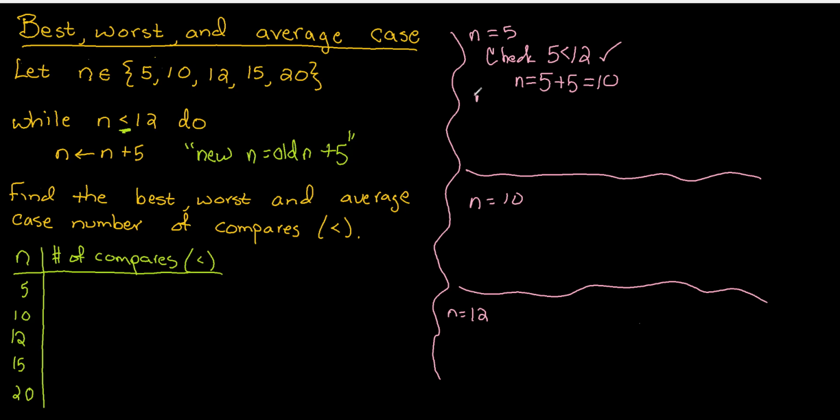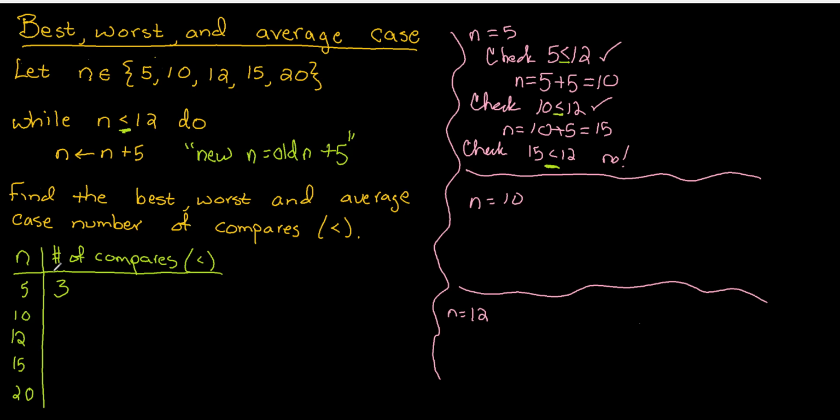Around we go again. We're going to check if 10 is less than 12, and it is. So now we've got n equals 10 plus 5, which is 15. And we're going to test one more time. We're going to check if 15 is less than 12, and the answer there is no, it's not, so we're going to stop. But the point is, we did do some checks. We did check 1, twice, 3 times. We checked 3 times that inequality. So I'm going to write a 3 down there for the number of compares.